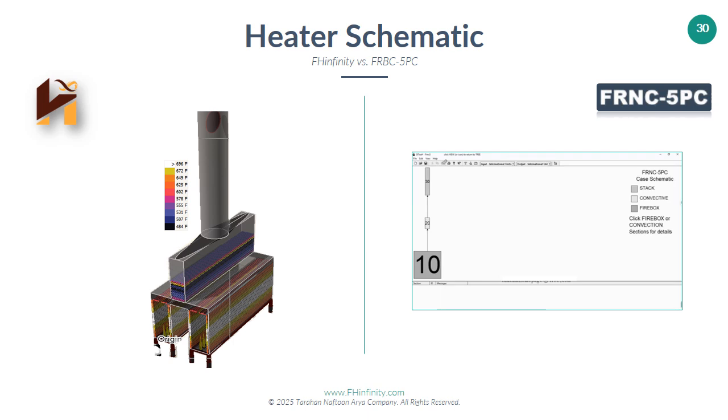Next, the heater schematic. In FRNC, the schematic is static and often abstract. In FHinfinity, the schematic is dynamic and interactive. It reflects your actual configuration in real time. You can visualize flow paths, tube layouts, and equipment connections instantly. It's not just a diagram, it's a live model of your heater.